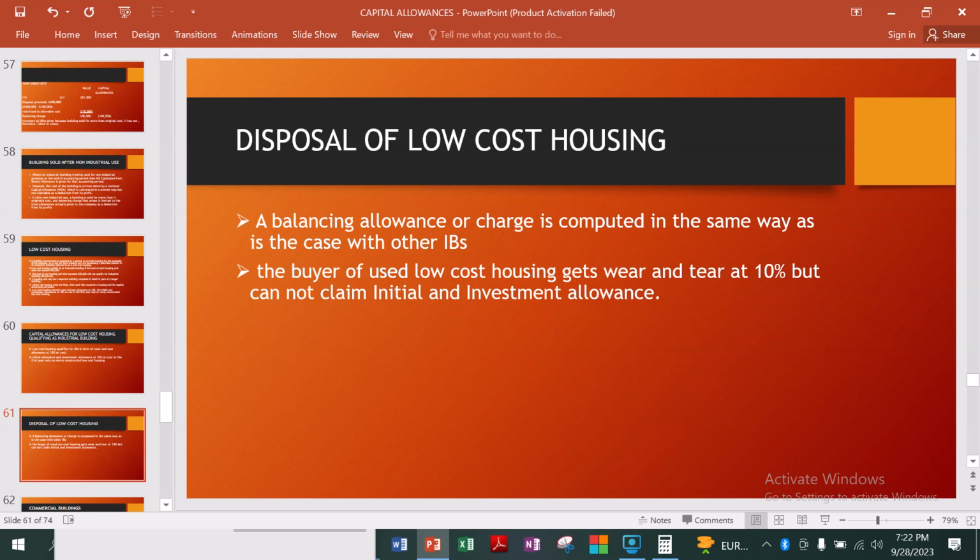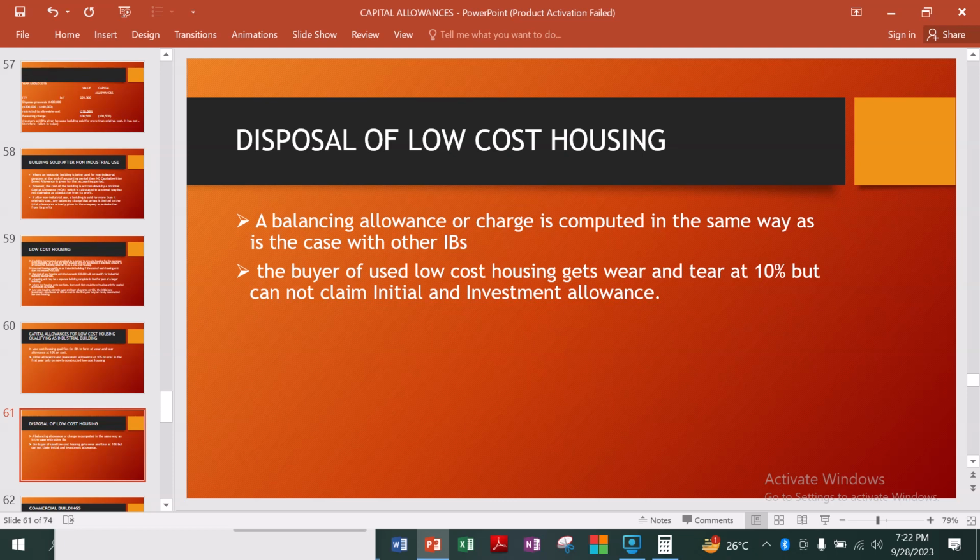So what happens when you dispose of a low-cost house? Just like before, you might have a balancing charge or balancing allowance. To emphasize, a balancing allowance happens when the disposal proceeds are less than the income tax value at the beginning. A balancing charge is the opposite, when the disposal proceeds are more than the income tax value at the beginning. That's what you need to know.